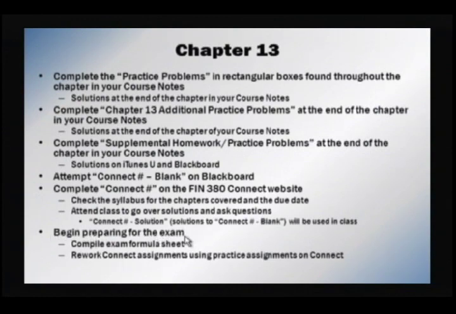Then begin preparing for the exam early. Compile your exam formula sheet as you go, chapter by chapter. Don't wait until the end, but start to prepare that early.